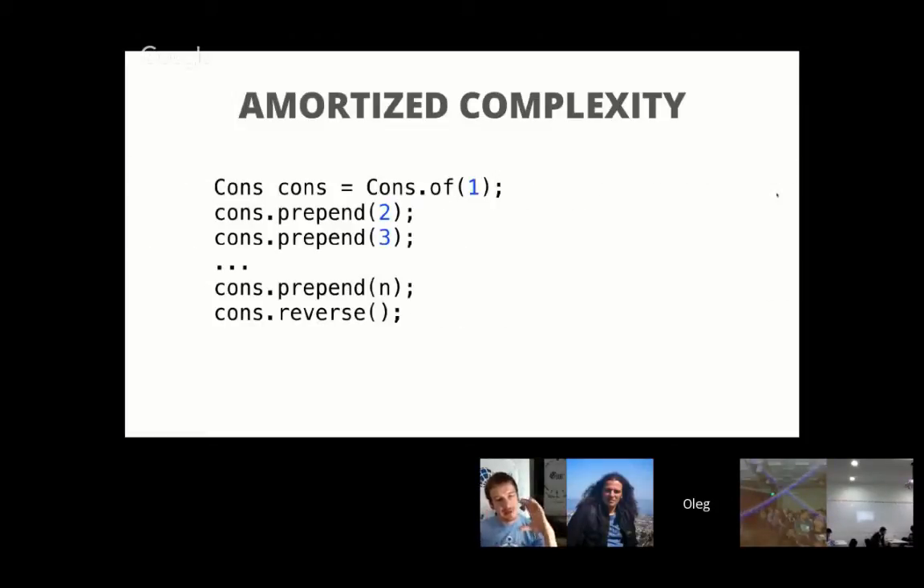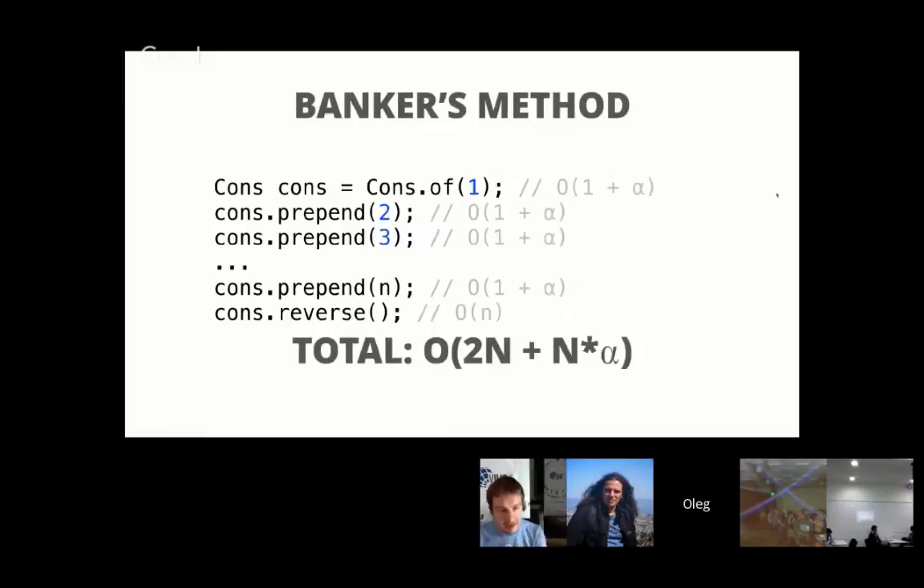So imagine you have this batch of operations. You have a list, you construct a list, and then you prepend a bunch of items into the list, and then you reverse that. Individually, we know that the complexity of prepend is O(1), and the complexity of reverse is O(n), which is linear because it has to go through all the elements. But now we are really interested in the complexity of the whole set. And there is a method to compute that. It's typically called the banker's method.